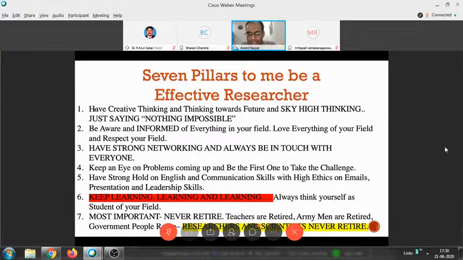So the most important thing, this is my experience: never retire. Teachers retire, army men retire, even government people who work in banks or other government associations retire, but researchers and scientists never retire. Because he's a researcher, he's a scientist. He always loved to have problems and he will never retire. If he's a true researcher and scientist, even on the deathbed, even paralyzed, he's going to give some knowledge and he's thinking how things can become possible, how we can solve the problems.